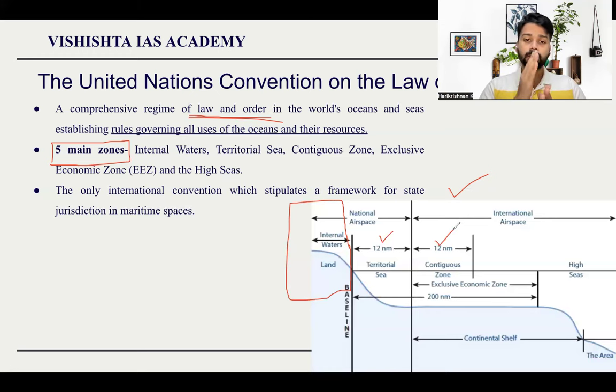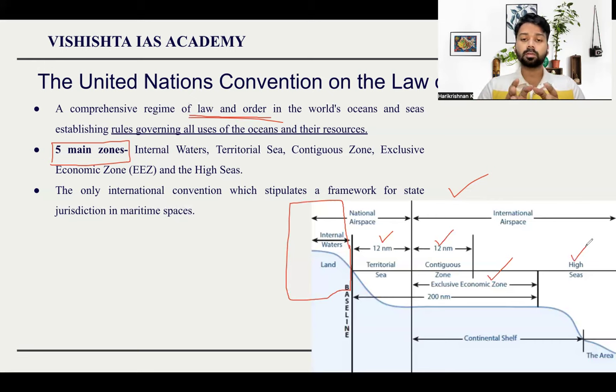From the land border, the coastal border of the country, till 200 nautical miles, it is called the exclusive economic zone. Anything that comes after the exclusive economic zone is called the high seas.